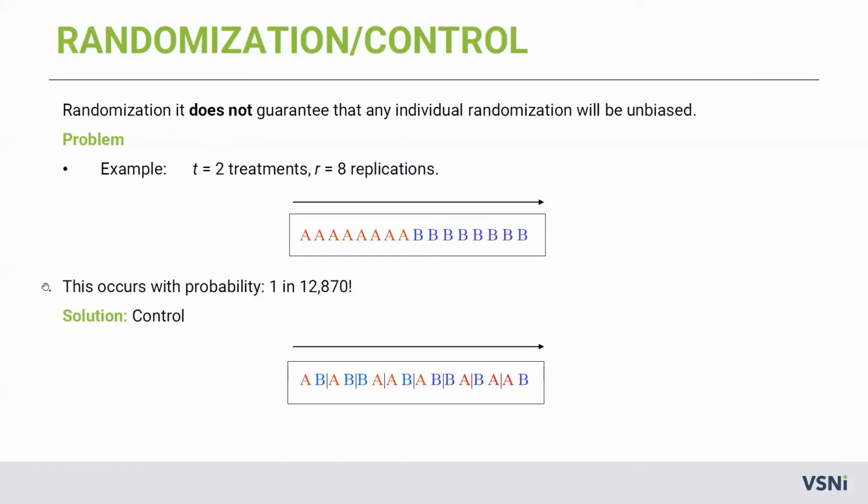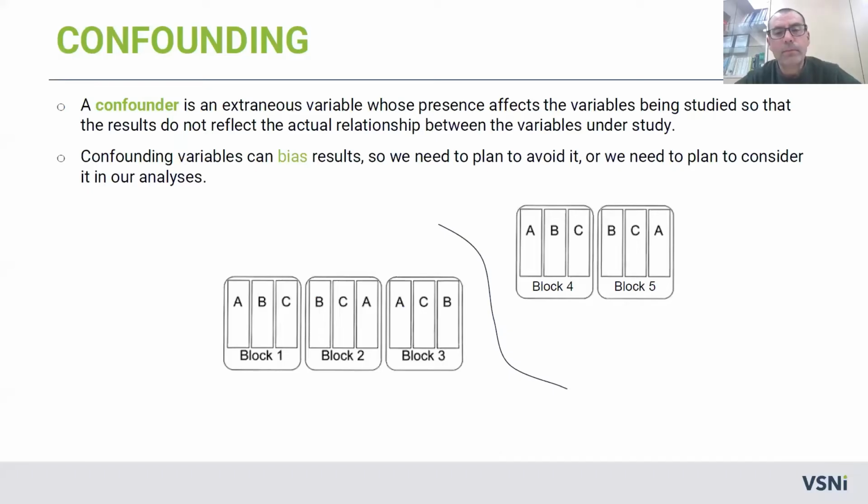Good. So I'll continue with one of the most important elements that we usually have, and this is related to confounding. The definition says that a confounder is an extraneous variable whose presence affects the variables being studied so that the results do not reflect the actual relationship between the variables under study. So confounding is when we have some unforeseen effect.